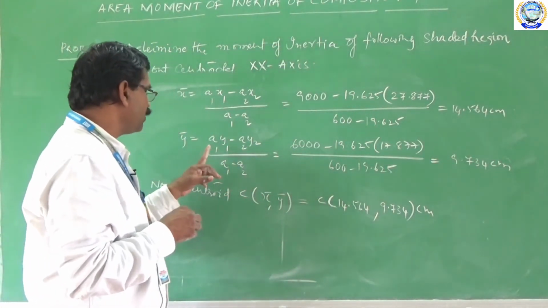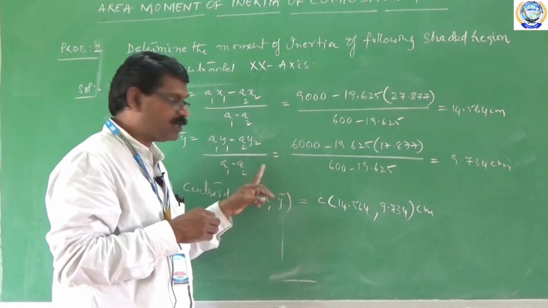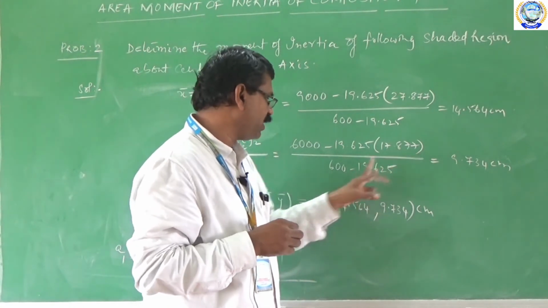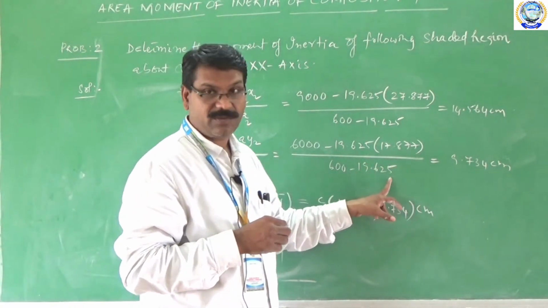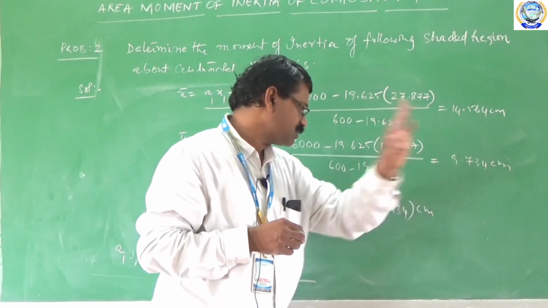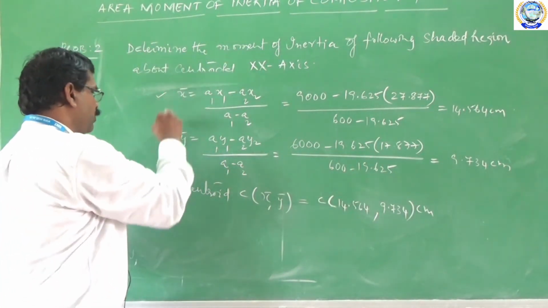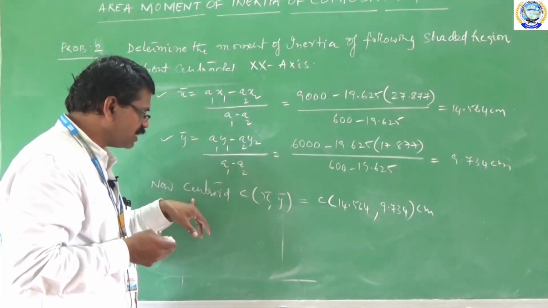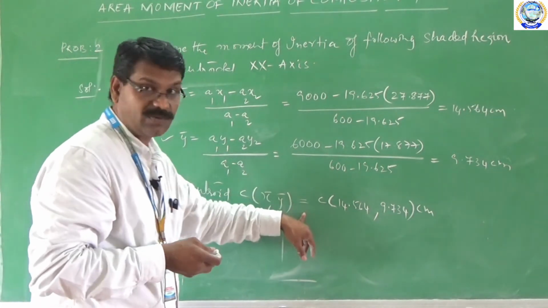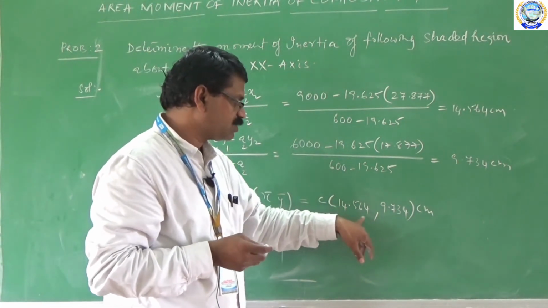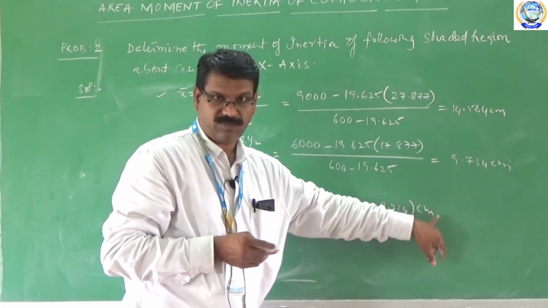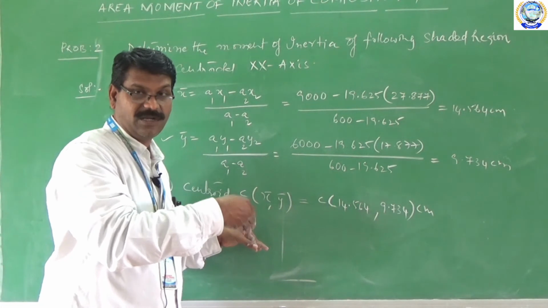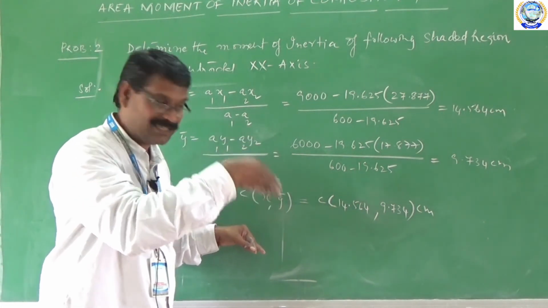And similarly, y bar is equal to A1 y1 minus A2 y2 by A1 minus A2, that is equal to 6000 minus 19.625 into 17.877 by 600 minus 19.625, which is equal to 9.734 centimeters. Now, using x bar and y bar, we write the centroid of the given shaded region, that is centroid C of x bar comma y bar is equal to C of 14.564 comma 9.734 centimeters. Now we need to find the moment of inertia of this given shaded region with respect to centroidal x-axis, which we will see now.